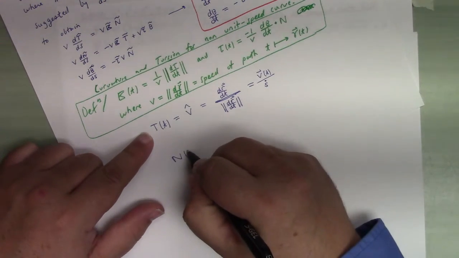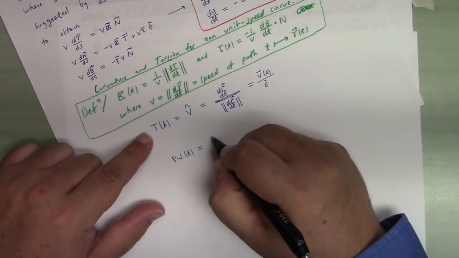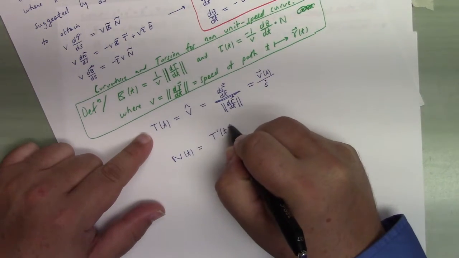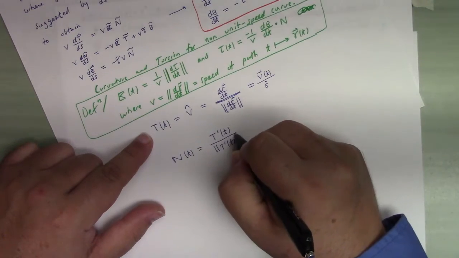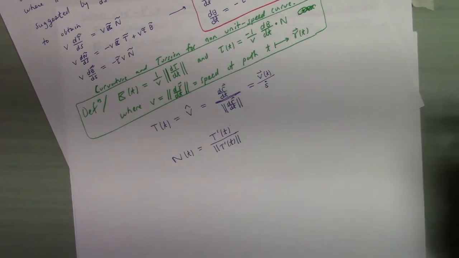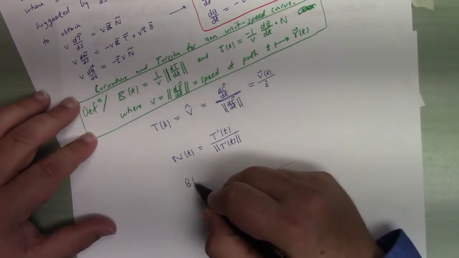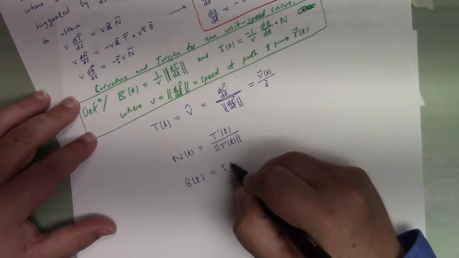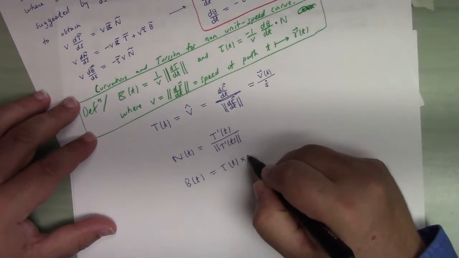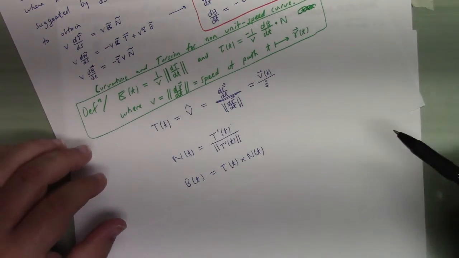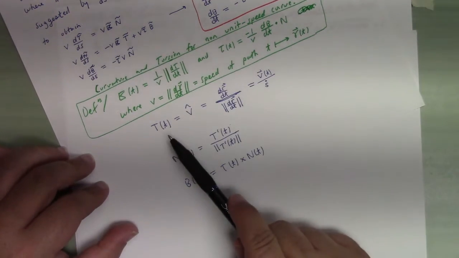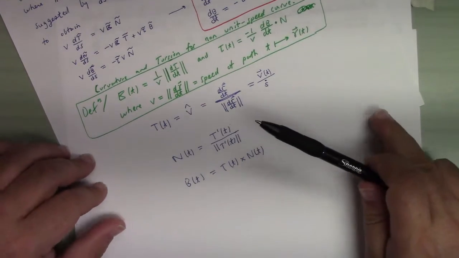The unit normal is still just T prime of t divided by the length of T prime of t. And the binormal as a function of time is still just T cross N. So it's a little bit different, but not too much different to calculate TNB for time. Basically, you just have to remember to rescale your unit tangent by dividing by the speed.